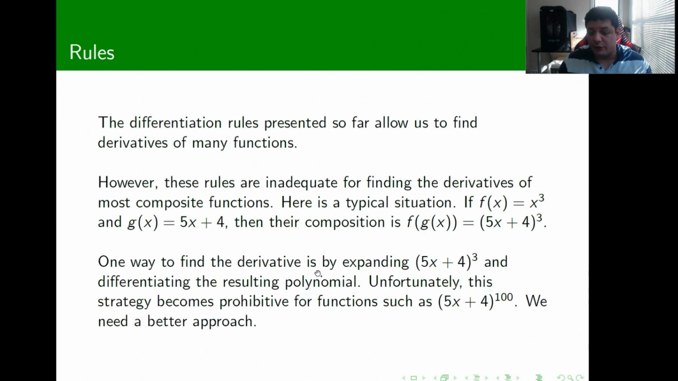Now, with this function, one way is to expand the binomial cube. And so 5x plus 4 can be expanded into a very big polynomial, and then at the end we take the derivative of that. And that is fine for something like a cube. Unfortunately, if we go further and we get something like (5x plus 4) to the 100, the expansion of the polynomial is going to be so big that we just need a better approach. That approach is going to be called the chain rule.